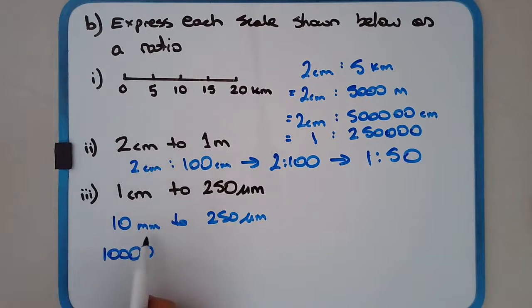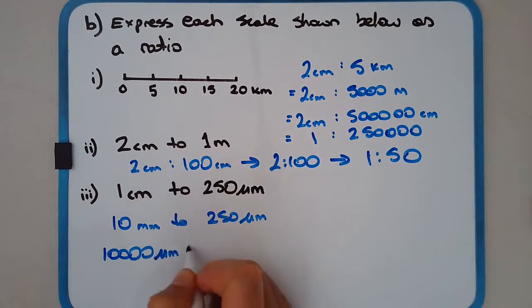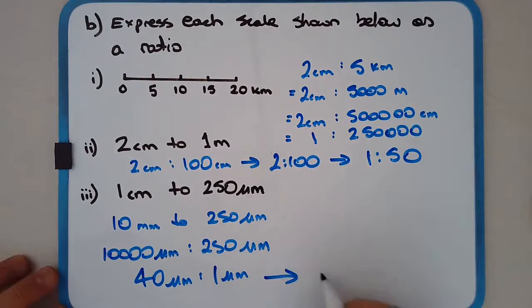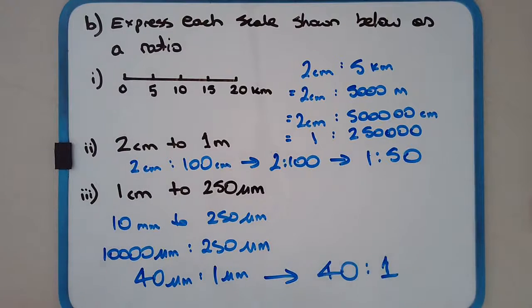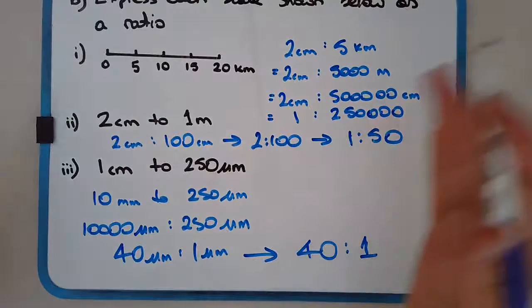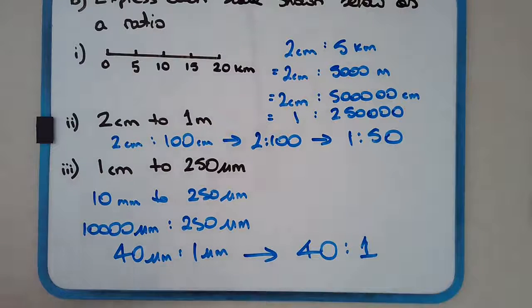Converting millimeters to micrometers, we'll multiply it by 1,000. So that's 10,000 micrometers to 250 micrometers. And that's kind of a nice number. If you take 10,000 and divide it by 250, we should get 40. So that's really the same as saying 40 micrometers on the diagram is 1 micrometer in real life. So that could be just written as the ratio 40 to 1. So 40 units on the diagram, let's say it was 40 centimeters, for example, represents 1 centimeter in reality.